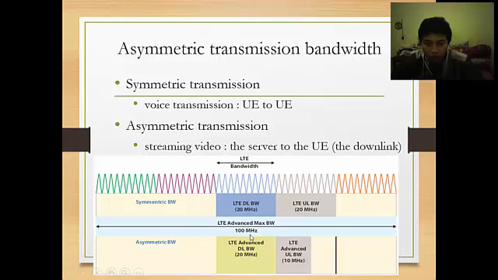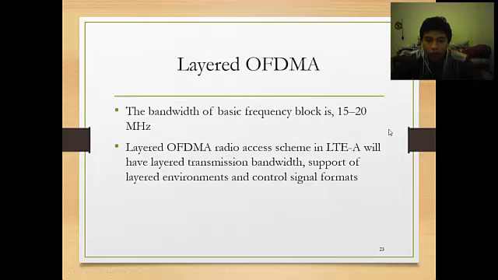And then in asymmetric bandwidth, the LTE Advanced downlink bandwidth is 20 MHz, the same as symmetric bandwidth, and the LTE Advanced uplink bandwidth is just 10 MHz. So the uplink is lower than symmetric bandwidth.